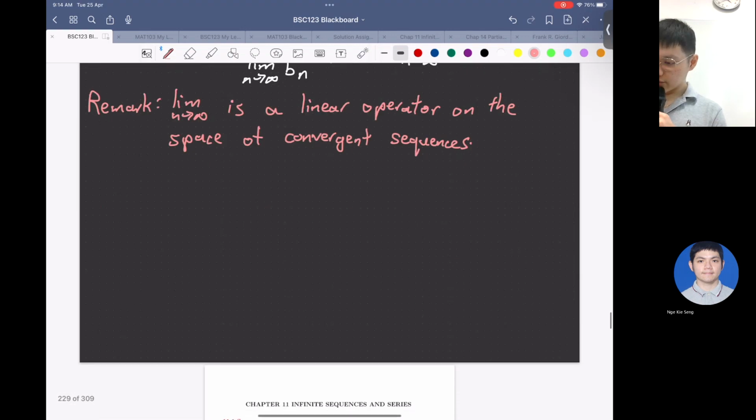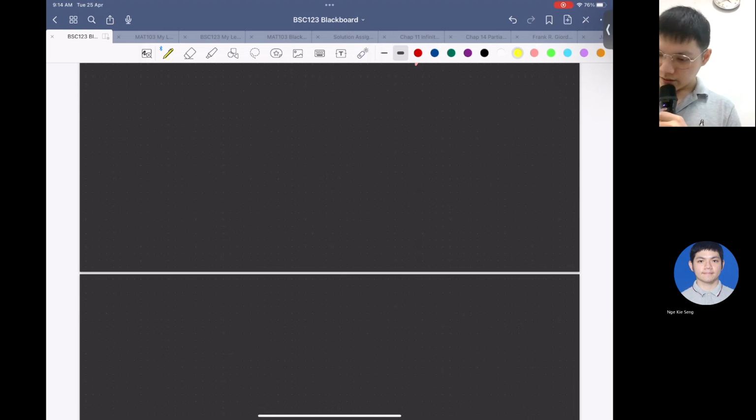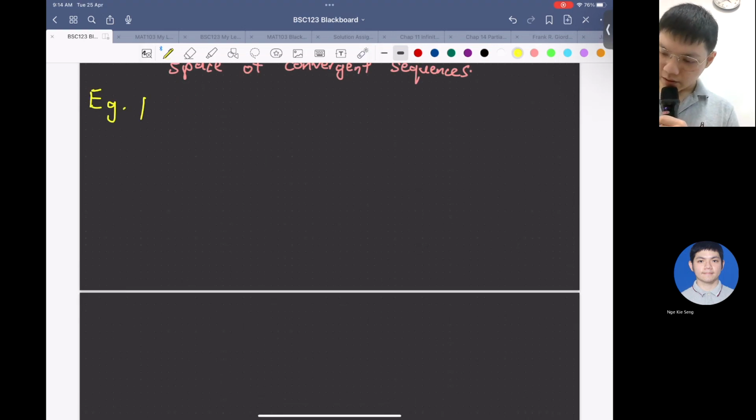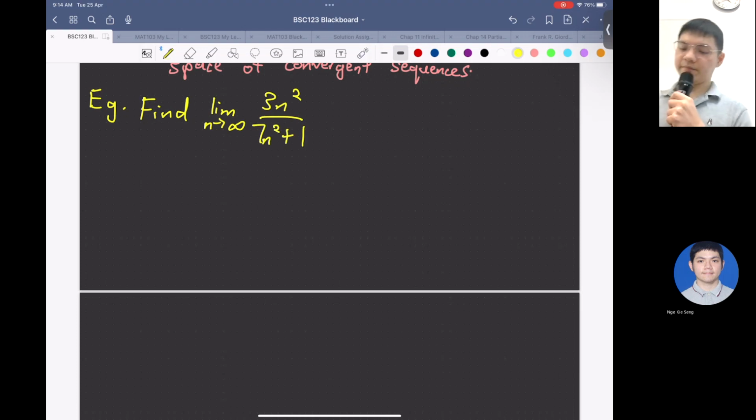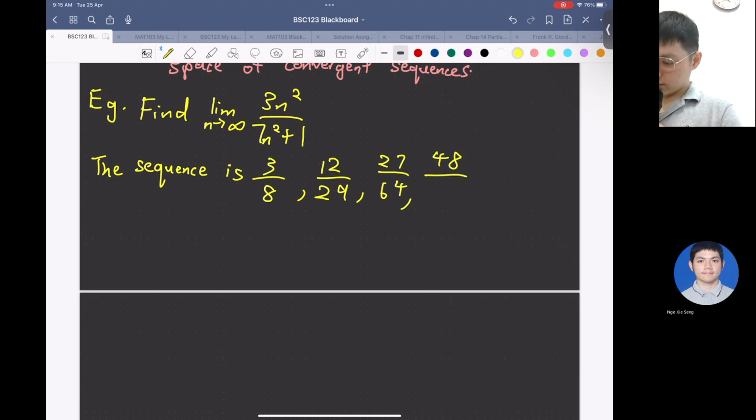So how to use this formula? Let's give an example. Okay, so find the following limit: something squared over 7n squared plus 1. You can try and play around with this sequence first. If you substitute n equals 1, 2, 3, 4, 5, you'll get 3 over 8, 12 over 29, 27 over 64, 48 over 113.